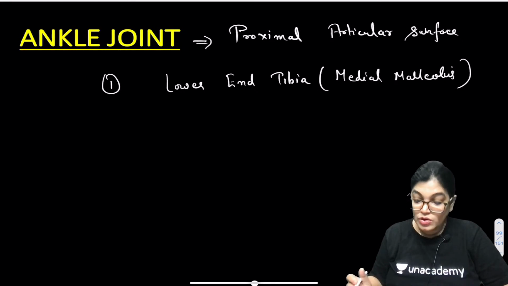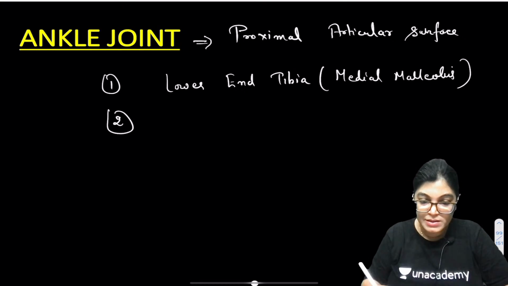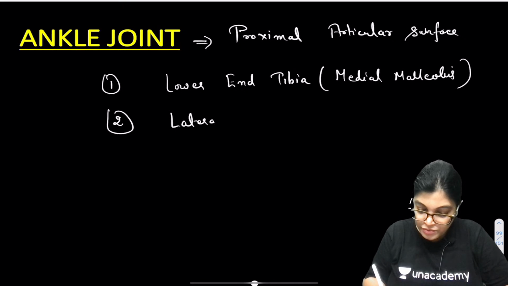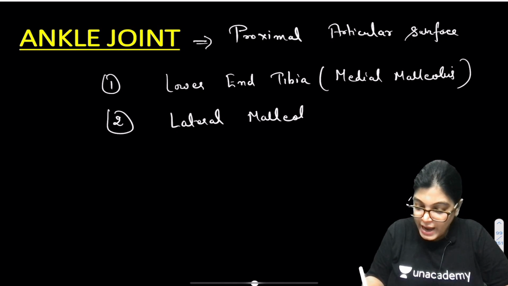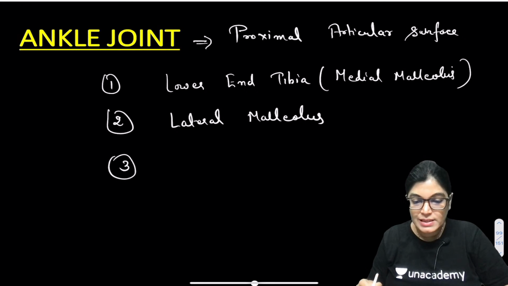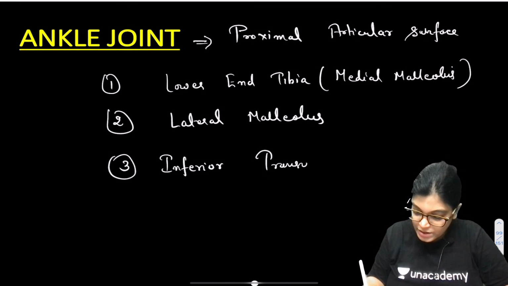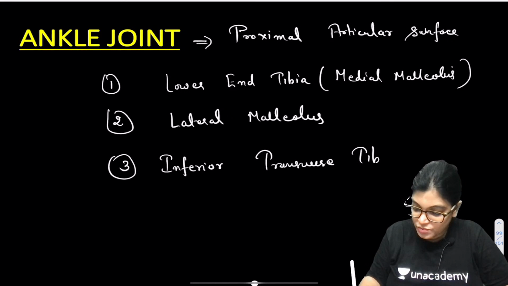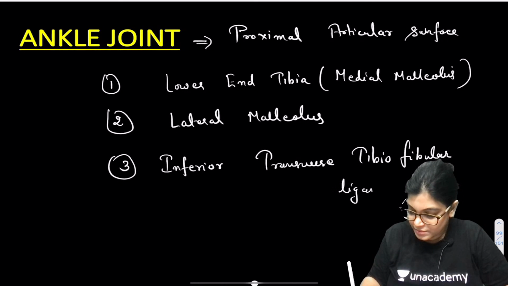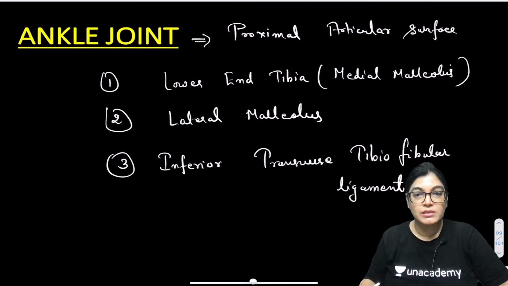So the lower end of the tibia is forming the medial malleolus. Also the lower end of the fibula is forming the lateral malleolus, and one more ligament that is connecting the tibia and fibula lower ends, what is it called? The inferior transverse tibiofibular ligament. So this is all about the proximal articular surface.